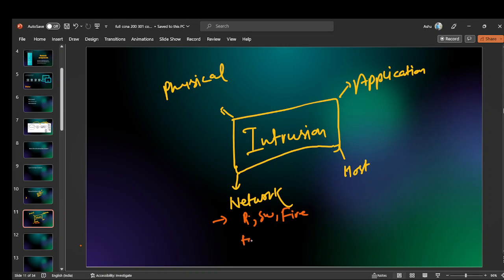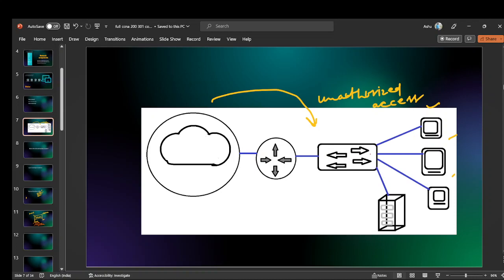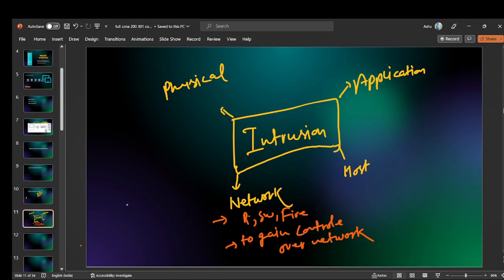That means to gain control over the network. Clear? This is the intention of network intrusion. This is the meaning of network intrusion. That means exploiting vulnerabilities to breach the security of the environment, and trying to illegally access resources and data. Clear? This is the network intrusion.